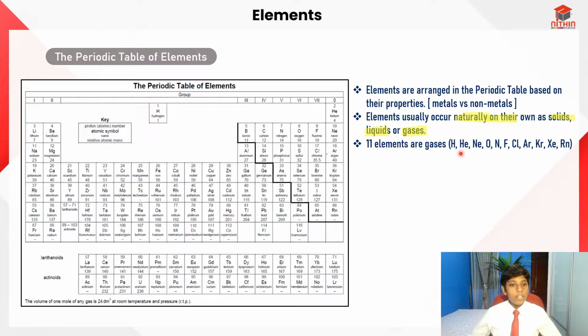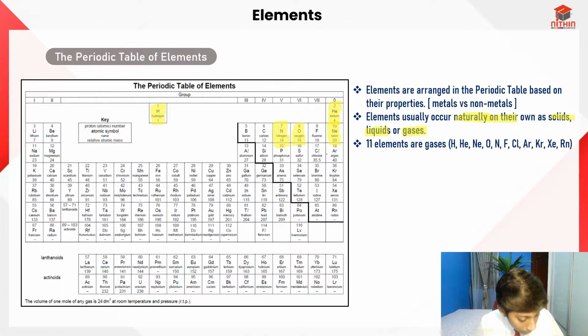Let's take a look at the next point. 11 elements are gases. Let's highlight the 11 elements. First we have hydrogen, represented by the chemical symbol H. Next we have helium, represented by the chemical symbol He. Next we have neon, represented by the chemical symbol Ne. Next, oxygen, represented by the chemical symbol O. After that we have nitrogen, represented by the chemical symbol N.